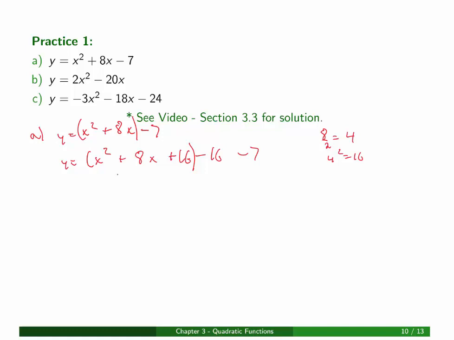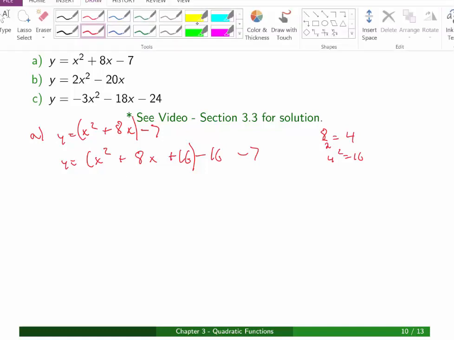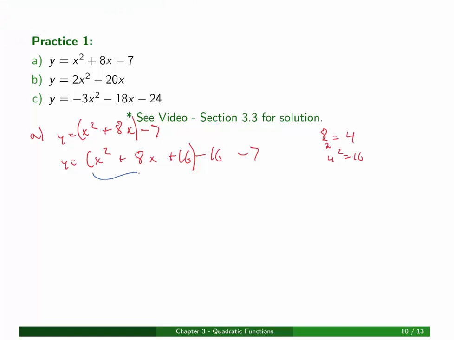So now you have a trinomial here. Let's write this in. This is a perfect square trinomial.